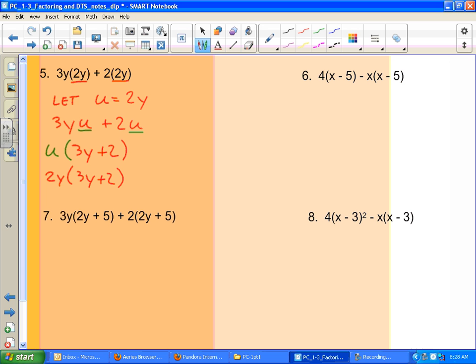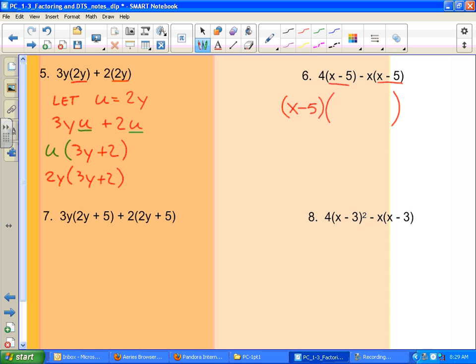Right, when it's a binomial, it's the same concept. So I'm looking at the 4 and the negative x on problem number 6. I see that both of these have an x minus 5 binomial part that is common. And so that x minus 5 binomial becomes my GCF. So bring it out. And when you have a binomial as a GCF, let's put that in parentheses. Otherwise, I'll show you what happens if you don't put that in parentheses. And then here's our grouping symbol for what's left over.